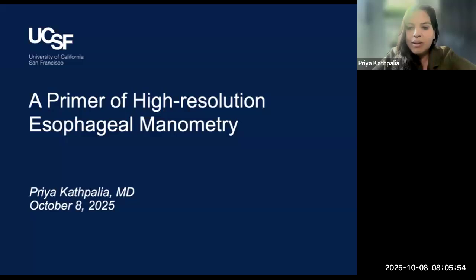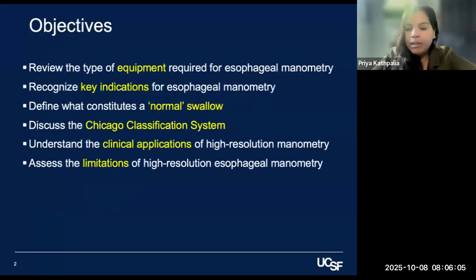Okay. Well, I'm excited to discuss esophageal manometry today, a topic near and dear to my heart. So let's get started. Hopefully, by the end of the talk today, we will have reviewed the type of equipment required for manometry, recognized key indications, and discussed what constitutes a normal swallow. We'll review the Chicago classification as well, understand various clinical applications. We'll go through some cases, and we'll also discuss some limitations of high-resolution manometry and the advent of EndoFLIP as well.